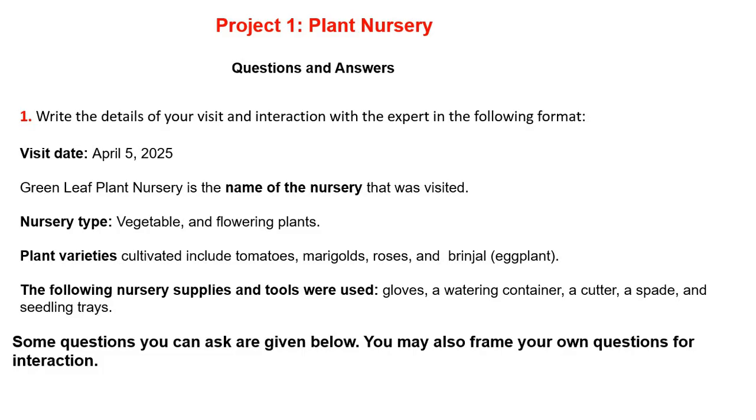Okay. Write the details of your visit and interaction with the expert in the following format. Visit date: April 5, 2025. Greenleaf Plant Nursery is the name of the nursery that was visited. Nursery type: vegetable and flowering plants. Plant varieties cultivated include tomatoes, marigolds, roses and brinjal or eggplant. The following nursery supplies and tools were used: gloves, a watering container, a cutter, a spade and seedling trays.